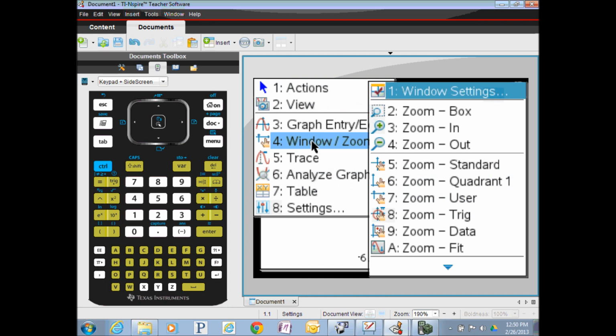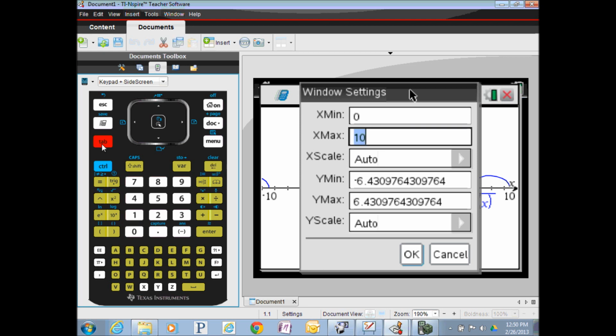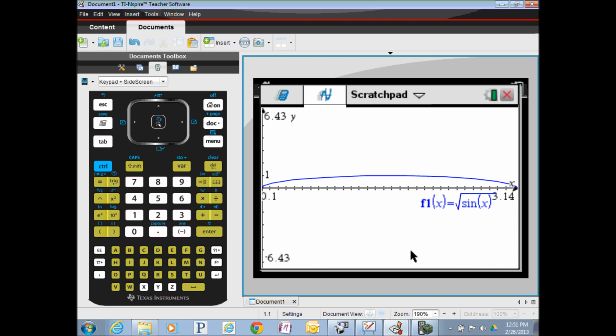So let's do my window settings, and let's make my x min, whoops, sorry, let's make it be 0. And let's make my x max be pi. And I think that'll work out really well. And hit OK. So there's my function.